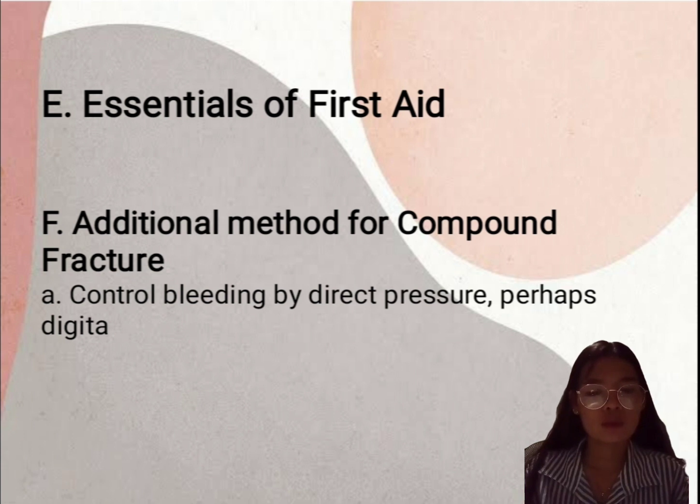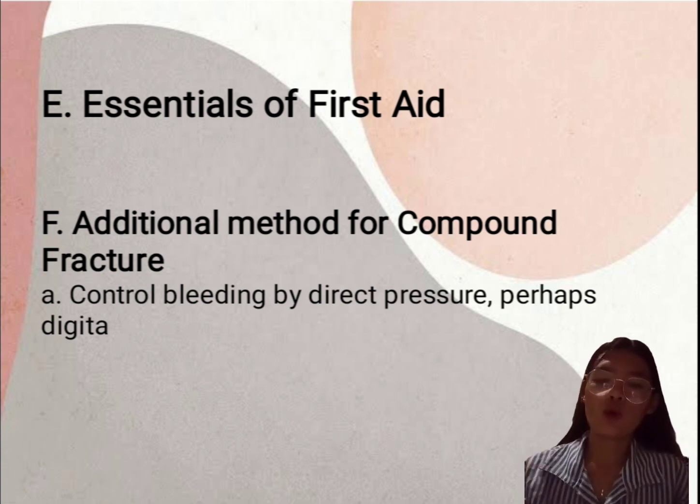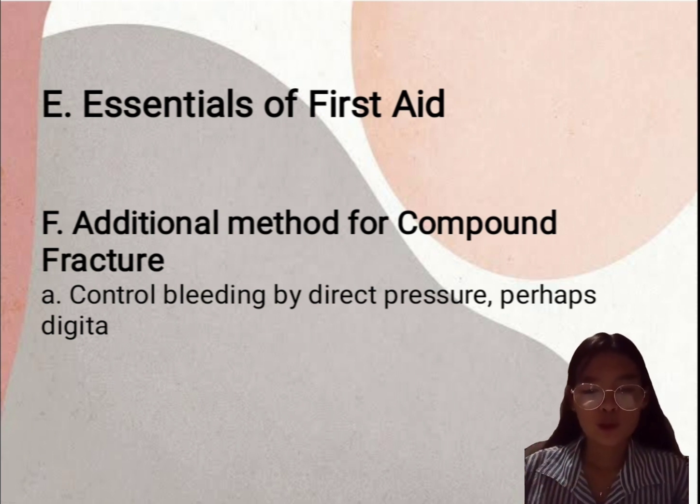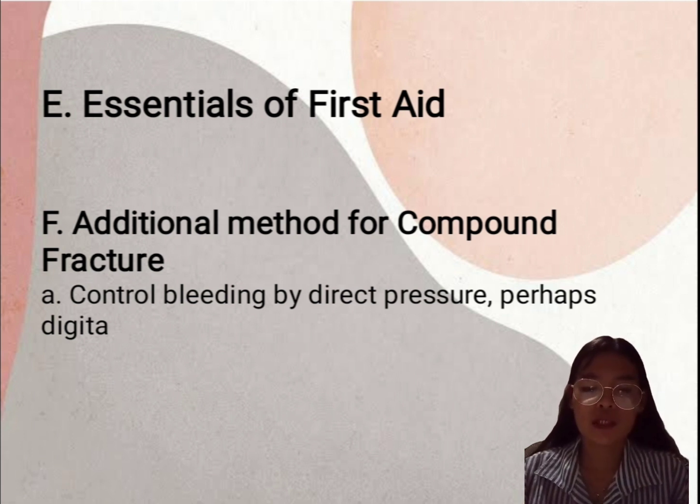So, additional methods for compound fractures. Control bleeding by direct pressure, perhaps digital pressure. Occasionally, a tourniquet. Leave the tourniquet loosely in place before applying the splint. Apply sterile dressing to the wound and bandage.